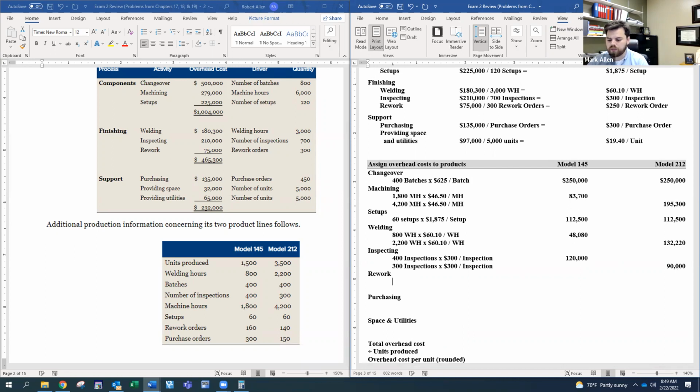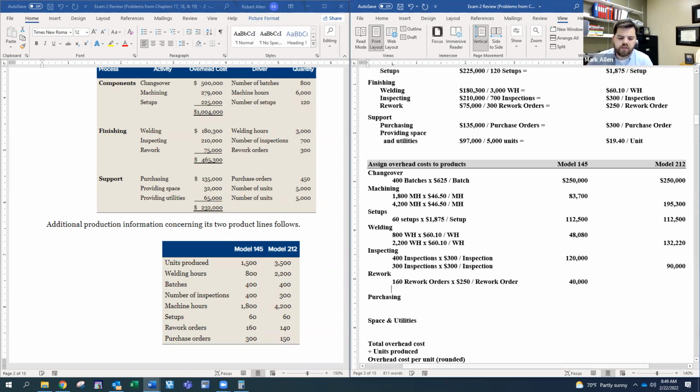Now for the rework, we have 160 rework orders for model 145. And of course, we see that those cost us $250 per rework order. So $250 per rework order. When I do that, I believe that comes out to $40,000. Let me check that one real quick. 160 times 25.